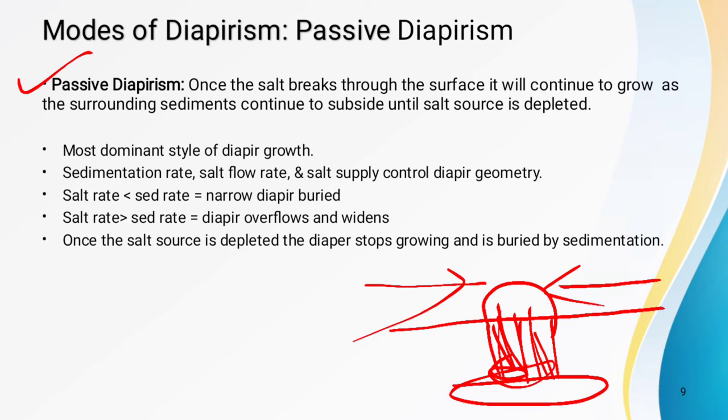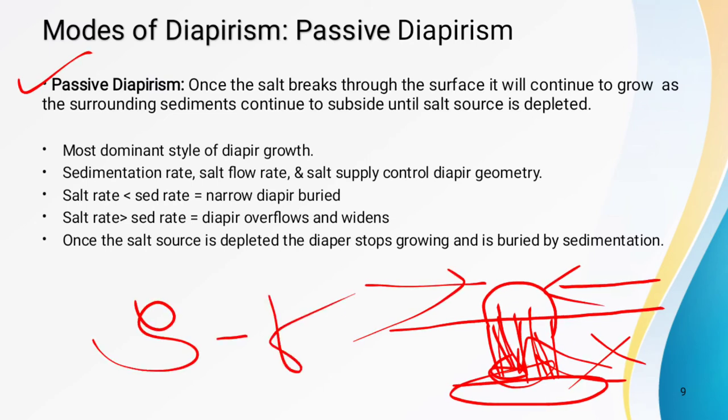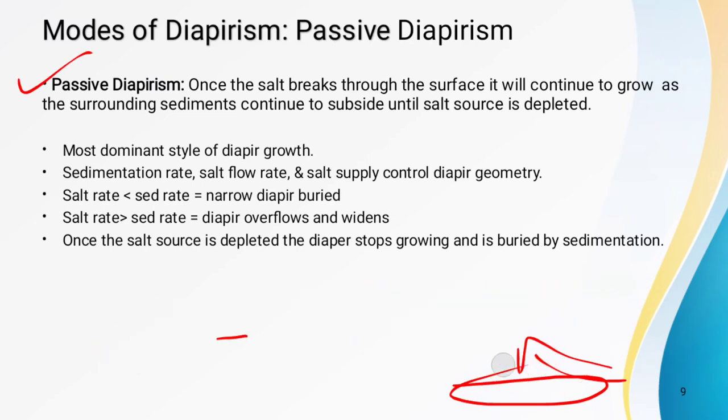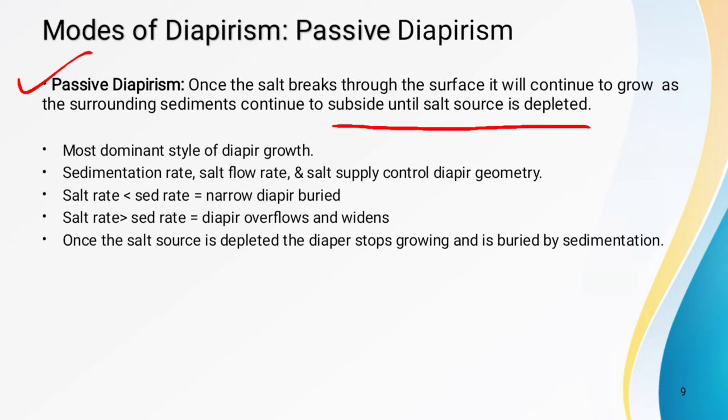And it continues until the source is depleted, finished. It grows as the surrounding sediment continues to subside until the source is depleted. The most dominant style of diapir growth is passive diapirism, since sedimentation rate, salt flow rate and salt supply control diapir geometry.